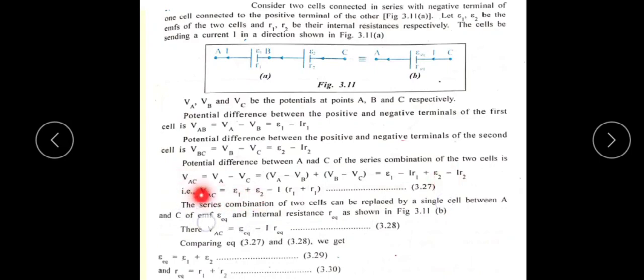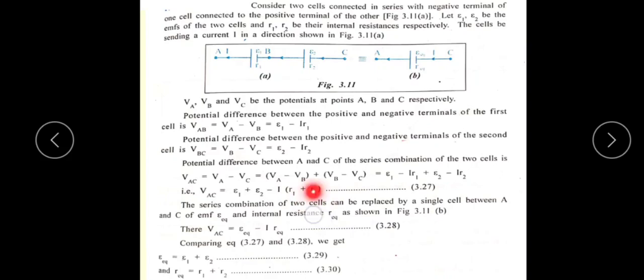So VAC is equal to E1 plus E2, positive value first we taken, and minus IR1 minus IR2. Here in these two, minus I is a common term, keep it outside. Minus I is a common term, first we wrote that. Later remaining is R1 plus R2. So hence VAC is equal to E1 plus E2 minus I into R1 plus R2.